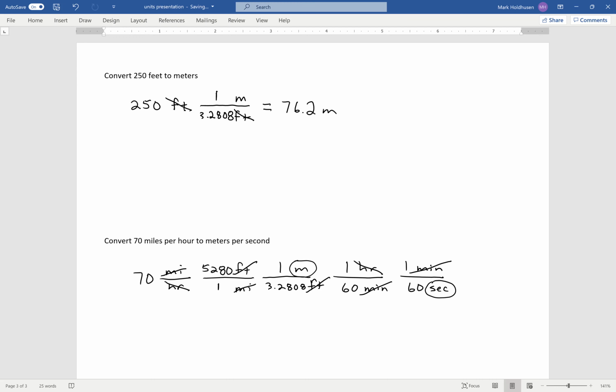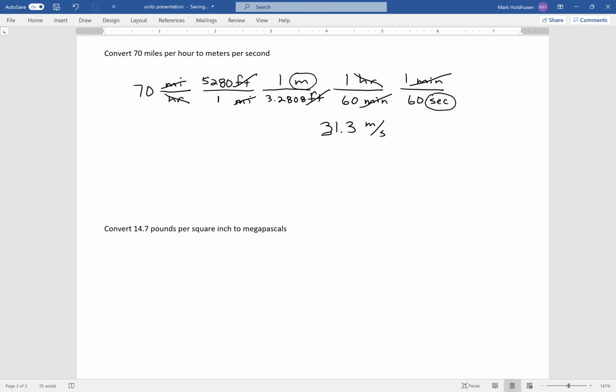So I take this string of fractions, multiply 70 times 5280 divided by 3.28 divided by 60 divided by 60, and I get the value 31.3 meters per second. So that's how you can go from 70 miles per hour to 31.3 meters per second. So you just keep setting up these fractions like you have there.